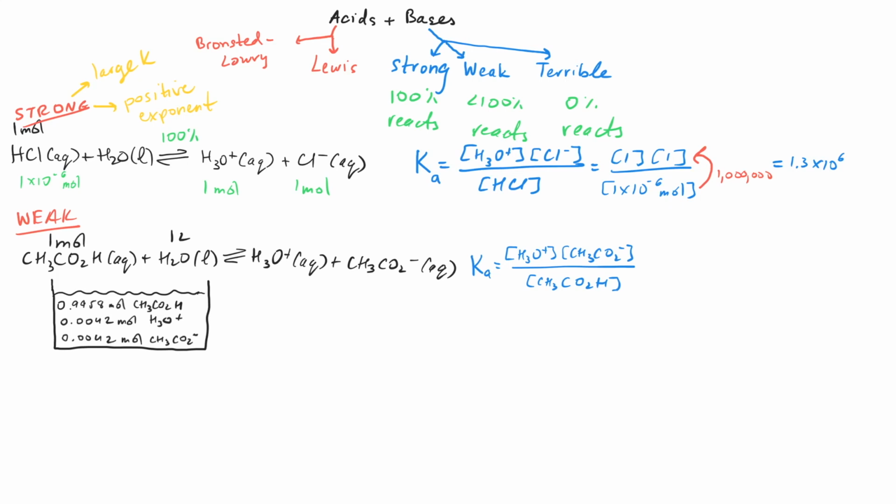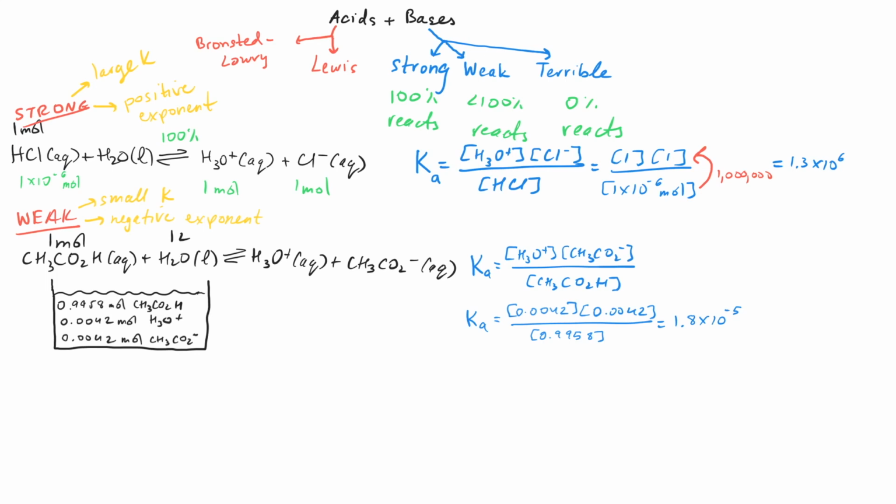The equilibrium constant is the concentration of the products divided by the concentration of the reactants, which ends up being 1.8 times 10 to the negative 5th, which is the equilibrium constant for acetic acid. In fact, it is typical for weak species to have small equilibrium constants with negative exponents. As we can see, there's a very large difference between equilibrium constants for strong and weak species. So we can easily predict whether a species is strong or weak based on its equilibrium constant.